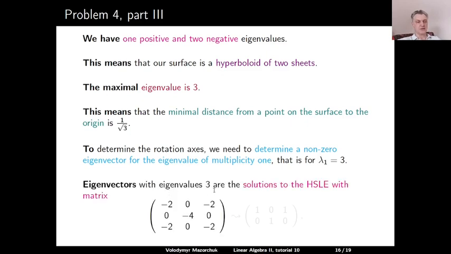Eigenvectors with eigenvalue 3 are the solutions to the homogeneous system of linear equations whose matrix is obtained from our matrix by subtracting 3 on the main diagonal. So we get the matrix minus 2, 0, minus 2, 0, minus 4, 0, minus 2, 0, minus 2. We immediately delete row 3 because it's equal to row 1. We divide row 1 by minus 2, and we divide row 2 by minus 4. And we get the matrix 1, 0, 1, 0, 1, 0.